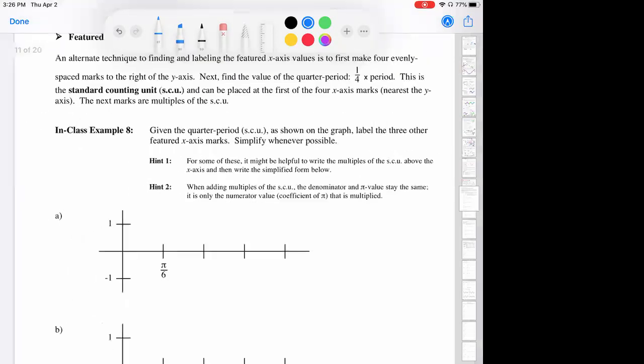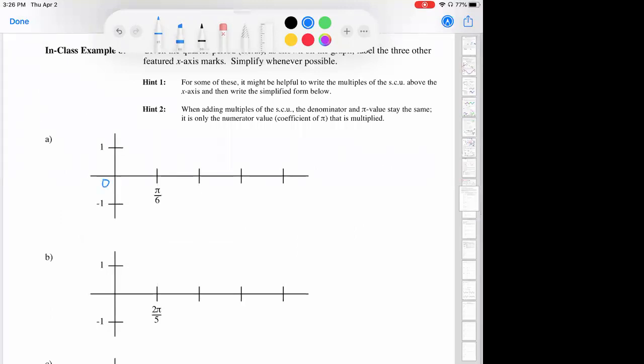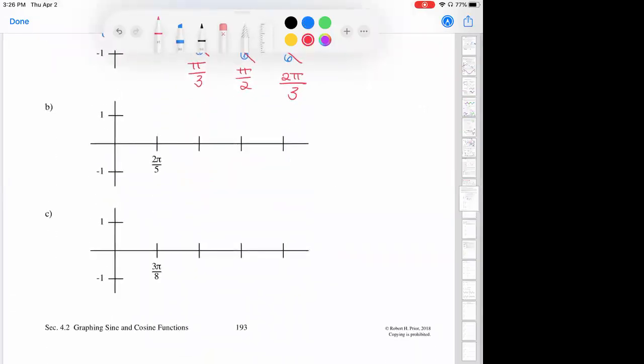So if this is zero, and from 0 to my first point is pi over 6, to get to my next point, I'm going to add another pi over 6, right? So pi over 6 plus pi over 6, I get 2 pi over 6. I add another pi over 6. So this is 3 pi over 6. And I add another pi over 6. So this is 4 pi over 6. And of course, you simplify each time. So this would be pi over 3. This would be pi over 2. And this would be 2 pi over 3. You simplify your fractions. So try B and C.